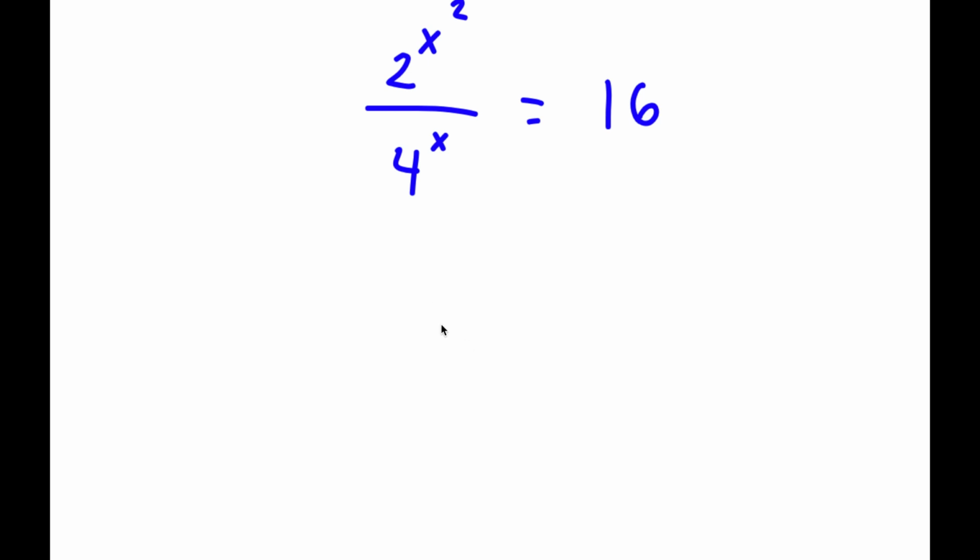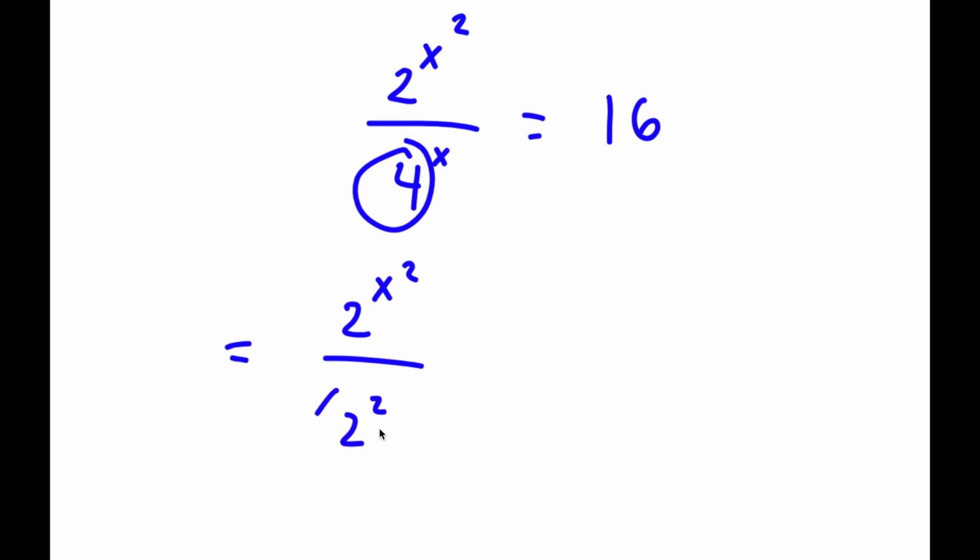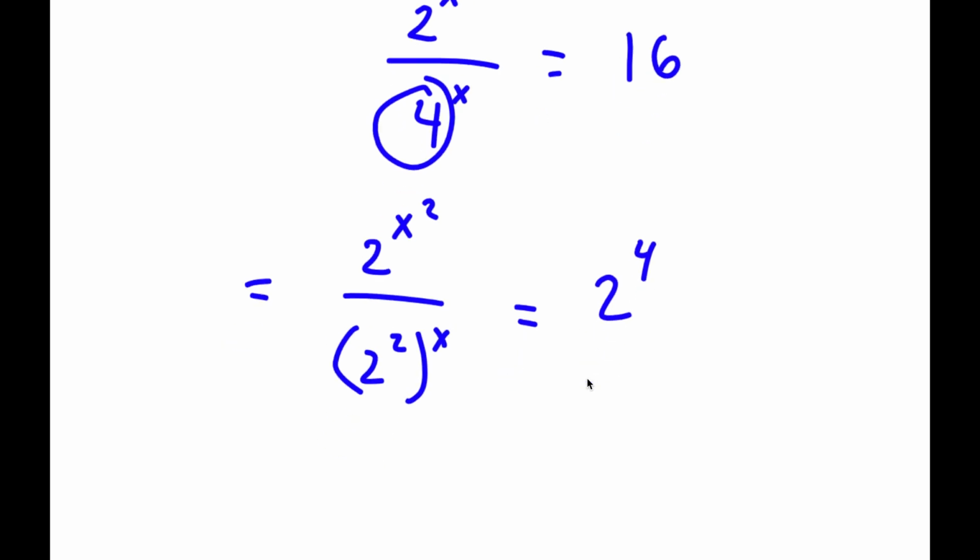Alright, so in this problem, I have 2 to the power of x squared over 4 to the power of x is equal to 16. So to solve this, I'm going to first rewrite 4 here as 2 squared. So now I have 2 to the power of x squared over 2 squared to the power of x is equal to 16. I'm going to rewrite 16 as 2 to the power of 4.